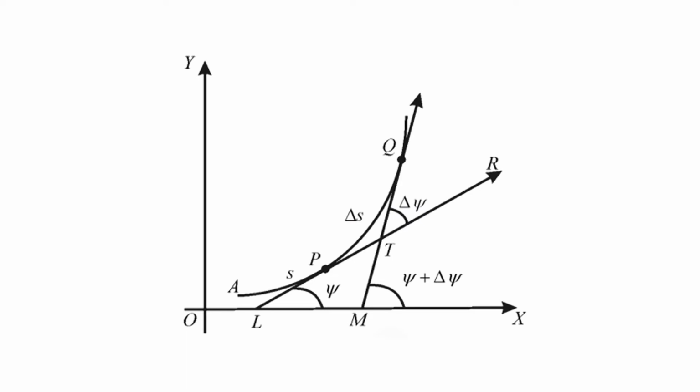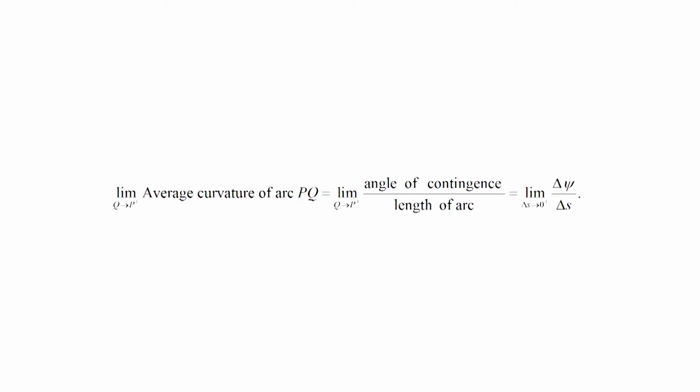Now, we let the point Q approach P along the curve. Then we denote the right hand limit of the ratio by limit Q approaches P plus of average curvature of arc PQ, which is equal to limit Q approaches P plus of the ratio angle of contingence by length of arc, which is equal to limit delta S approaches 0 plus of the ratio delta psi by delta S.